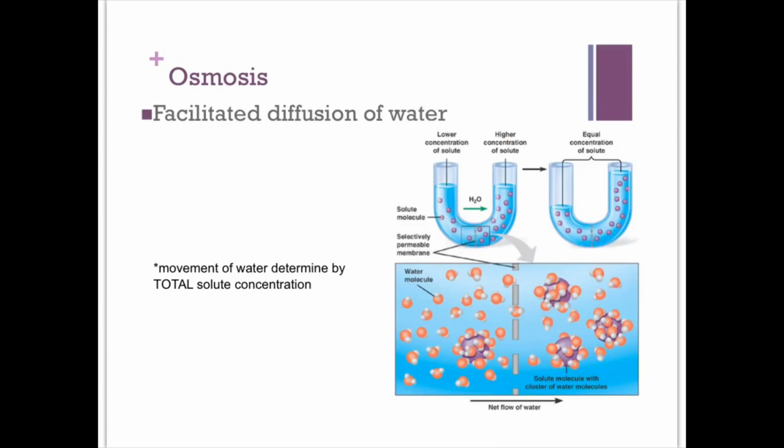So in this tube right here, if I have a selectively permeable membrane where water can sneak through but the solute cannot, water is going to move from an area of low concentration of solute to high concentration of solute. It's going to try and dilute all of these solute molecules, and it's going to do that until I have equal concentration of solute on both sides of the membrane. You can also think that water is moving from an area of high water concentration to low water concentration. Concentration of solute versus water is always going to be the opposite.